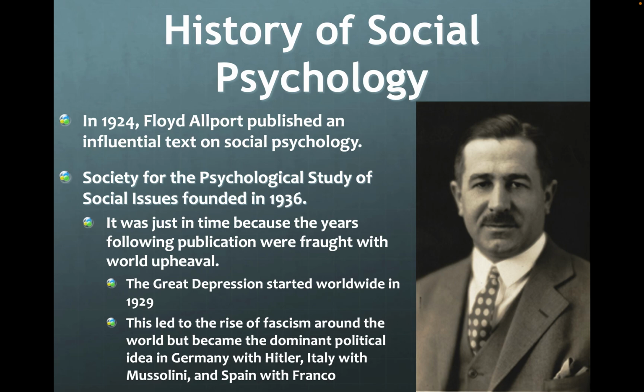In 1924, Floyd Allport, the brother of Gordon, published an influential text on social psychology. The Society for the Psychological Study of Social Issues was founded in 1936. And of course, he was the one that did it, he and his brother. It was just in time because the years following publication were fraught with world upheaval. Now remember, this is 1936. A lot of stuff was going on in 1936.